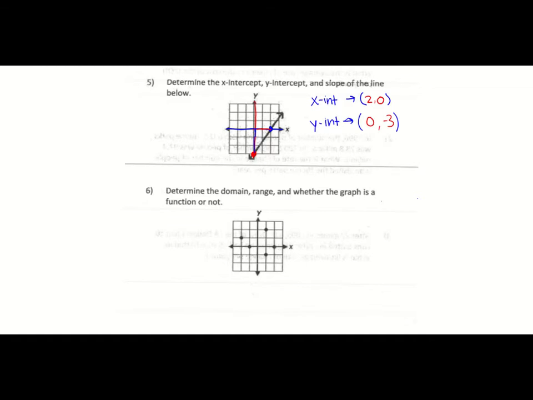I could find the slope using my 2 points, my x and y intercept, or I could just count my rise over my run. And that is easier for me, so that's what I'm going to do here. If I start at this point on the left, I go up 1, 2, 3. So my slope is my rise of 3, my run of 1, 2. So there are my x-intercept, y-intercept, and slope.